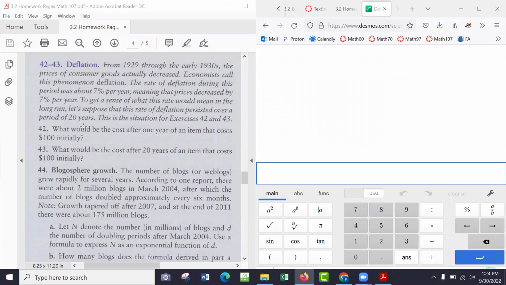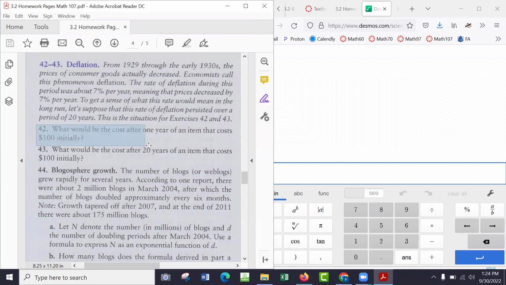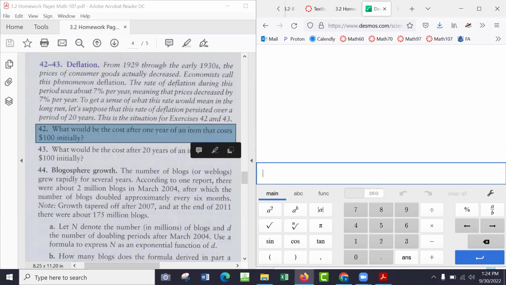This question here: what would be the cost after 1 year of an item that costs $100 initially? So what it's saying is, if we have a deflation of 7%, what would the cost be after 1 year? A couple of ways of doing this. A lot of students want to get 7% of 100, and they calculate that, and that becomes $7, and then they go 100 minus 7 to give $93, right?